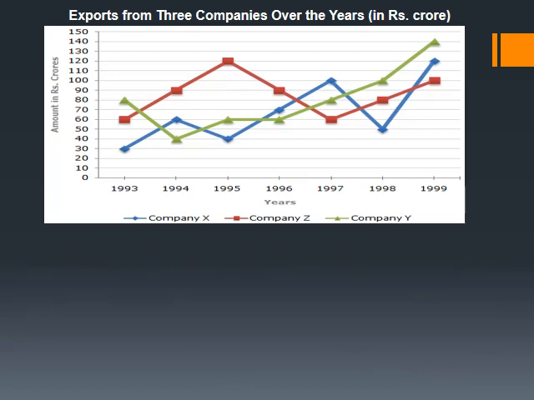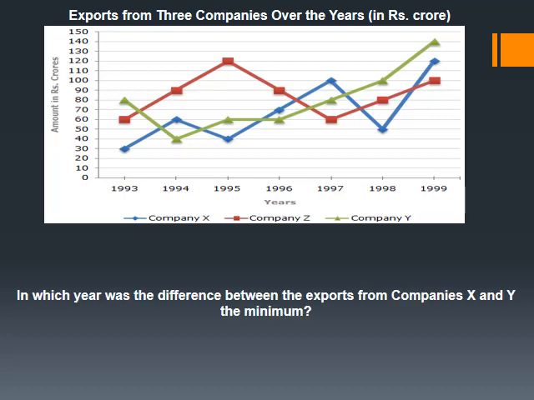Now one more question based on this line chart. In which year was the difference between the exports from companies X and company Y the minimum? So we have 7 years. For each year, find the difference between company X and company Y. That means blue and green. For example, in 93, blue is 30 and Y is 80. The difference is 50.